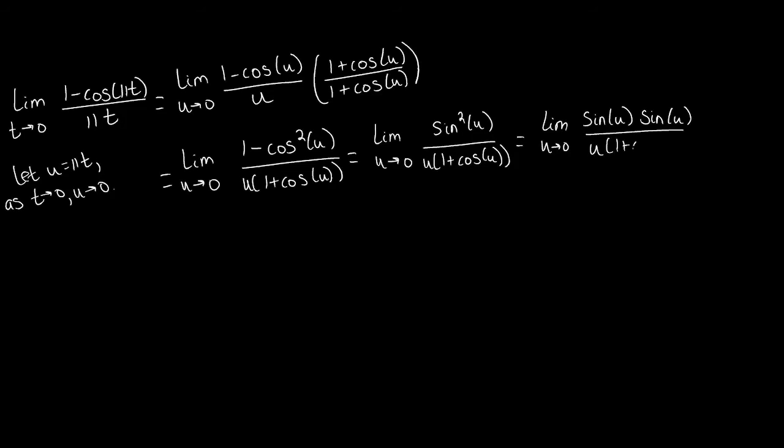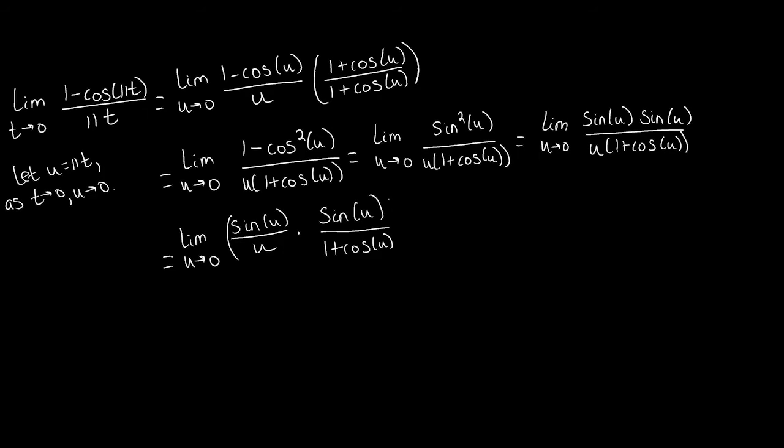And what we see here in the top and bottom of this fraction is we have two separate multiplications going on, so we can break them apart into two fractions of their factors to make a product. So what I mean by that is we get this, sine of u over u times sine of u over 1 plus cosine of u. We get this.